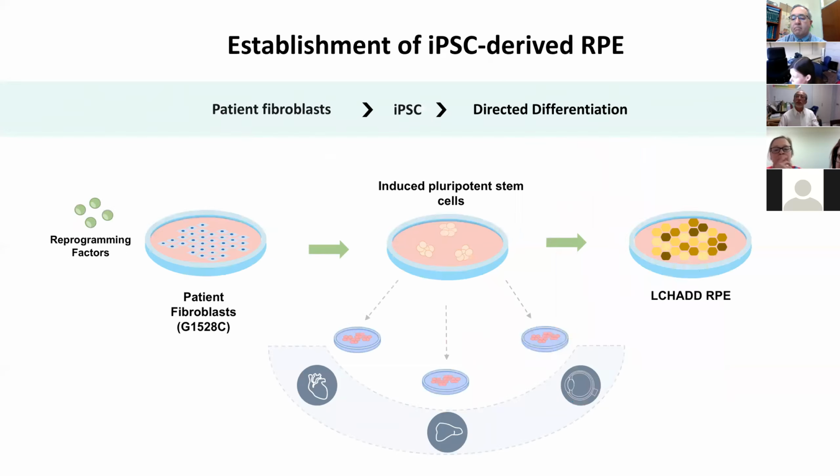So we started out with patient fibroblasts that were homozygous for the common mutation G1528C, and these cells are reprogrammed into induced pluripotent stem cells using a four-factor approach. And this cell type has stem-like properties, and it's capable of being differentiated into virtually all primary cell types.